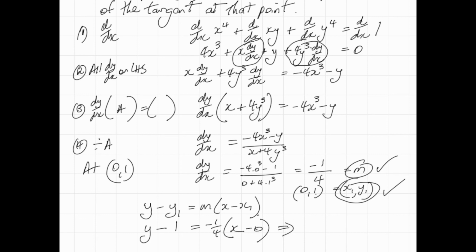And if we play around with that, we get y minus 1 equals minus a quarter x, and we take the minus 1 to the other side, we get y equals minus 1 quarter x plus 1. So that's in the form of y equals mx plus c.